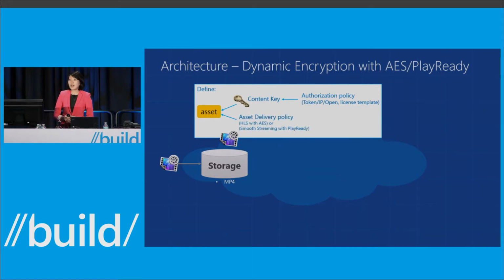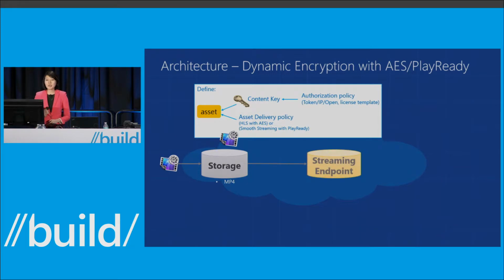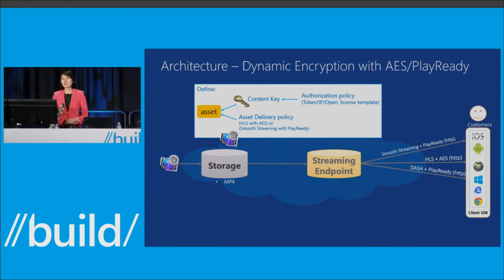And also you need to tell us which protocol you want us to apply the encryption upon. You can say I want to do AES with HLS protocol and do a PlayReady encryption on smooth streaming. You can define that in asset delivery policy. And after that, that's all the configuration. You're not doing any encryption yet. Our streaming endpoint will dynamically encrypt the stream and package it on the fly, deliver it to all the client devices. After that, your client gets the encrypted stream.